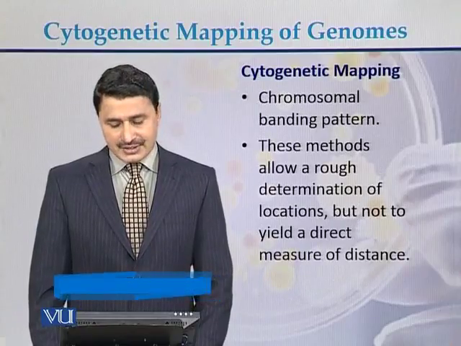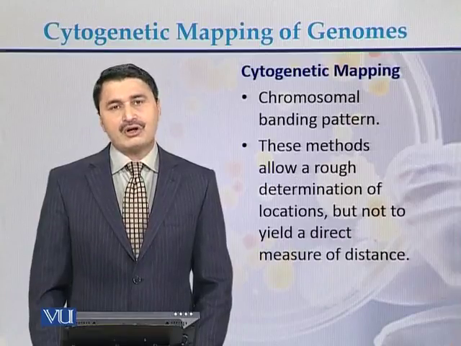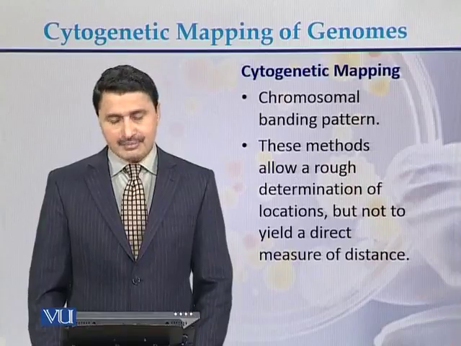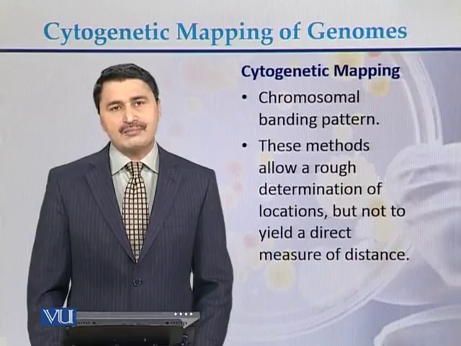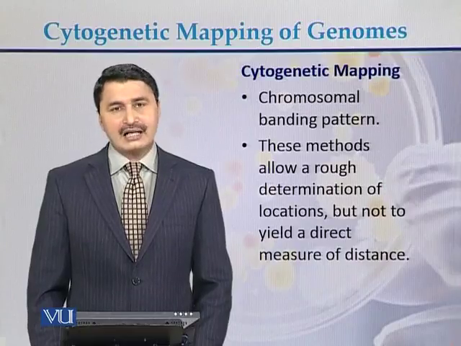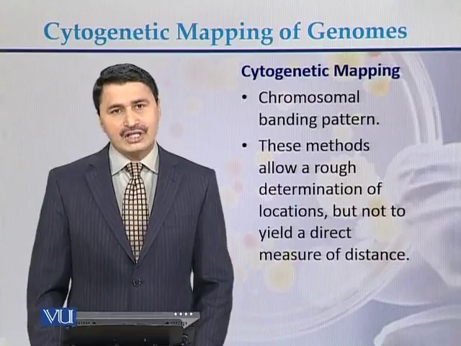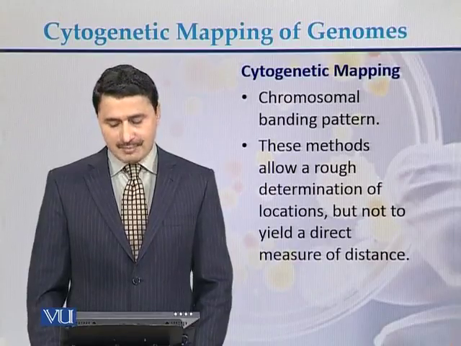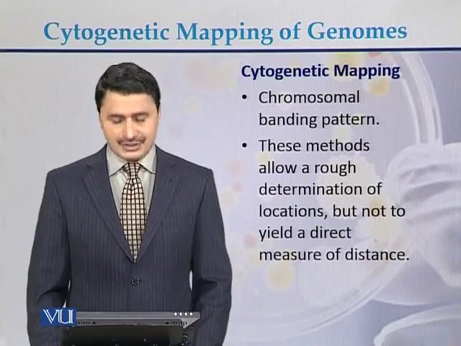Chromosomal banding patterns. These methods allow a rough determination of the locations but do not yield a direct measure of the distance. With the help of cytogenetic mapping, we can get a rough determination of the locations of the genes or different regions of the chromosomes, but that is not a direct measure of the distance.